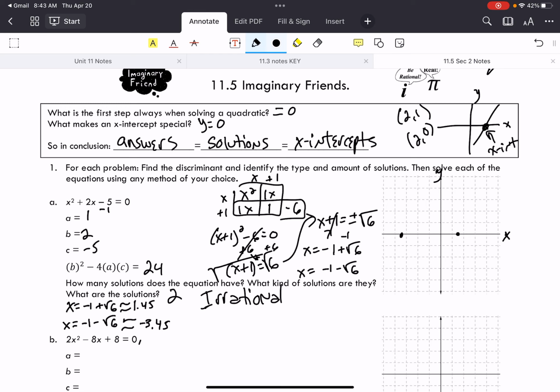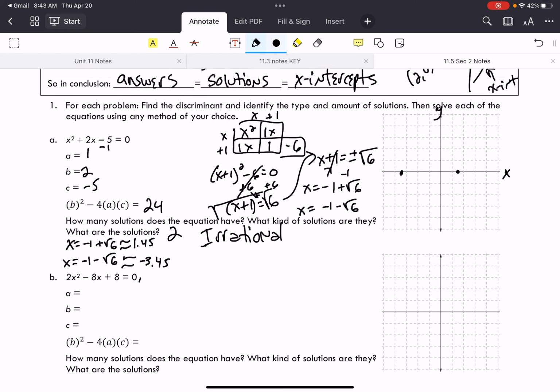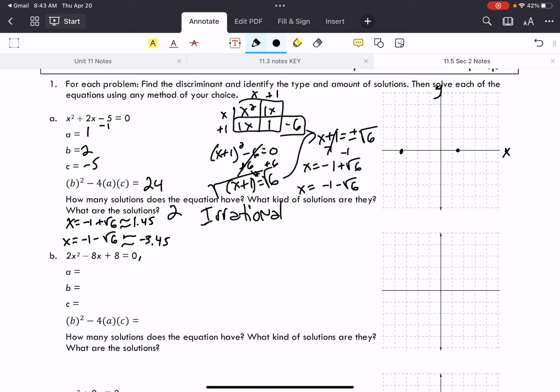Okay, like I said, we're going to come back and finish the graph in a second. But let's try another one. Do you want to do another one together? Yes. Okay. So let's come here and first, what's A? Part B. 2. And B? Yeah. And C? Good. Now find your discriminant. I'll give you a second to do that.